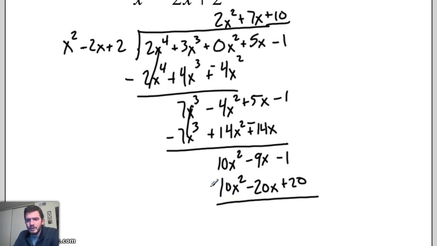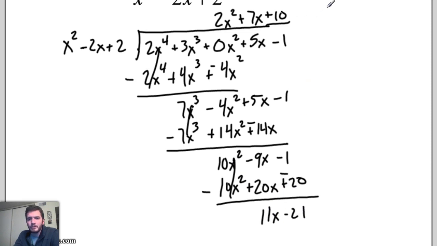Okay, so go ahead and subtract. And then that's going to cancel. Then you're left with 11x minus 21. And we can't keep going anymore because I can't multiply x squared by anything to get just x. There's not really anything I can do to do that. So this is going to be my remainder.